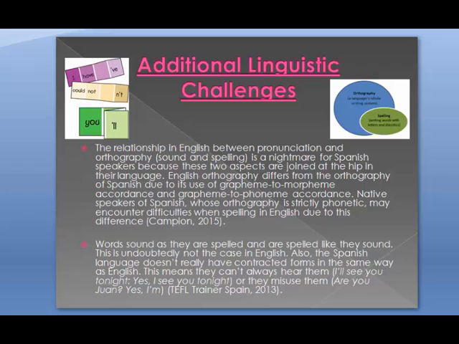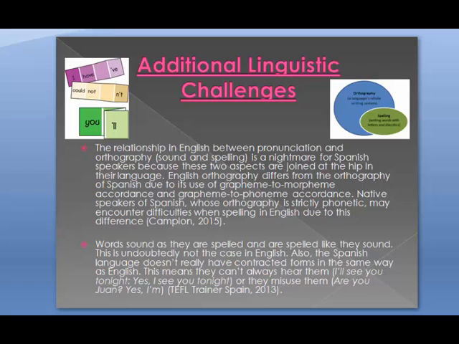English orthography differs from the orthography of Spanish due to its use of grapheme to morpheme accordance and grapheme to phoneme accordance. Native speakers of Spanish, whose orthography is strictly phonetic, may encounter difficulties when spelling in English due to this difference. Words sound as they are spelled and are spelled like they sound. This is undoubtedly not the case in English.